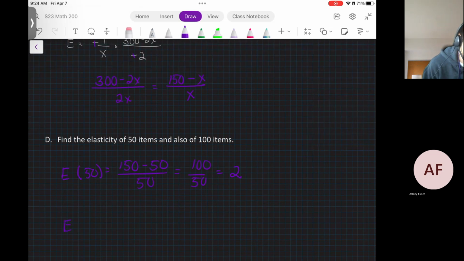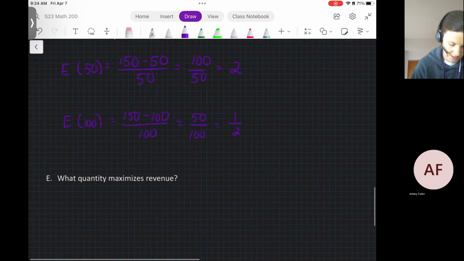because people are not as willing to buy. If I calculate the elasticity of 100 items, when 100 items are being sold, I do 150 minus 100 over 100, which gives me 50 over 100, or an elasticity of 1/2, which is less than 1, indicating, since it is less than 1, that it is inelastic. It's a necessary item. Raising that price, I'm still going to buy things. My revenue is going to increase. It's going to decrease if I lower the price.